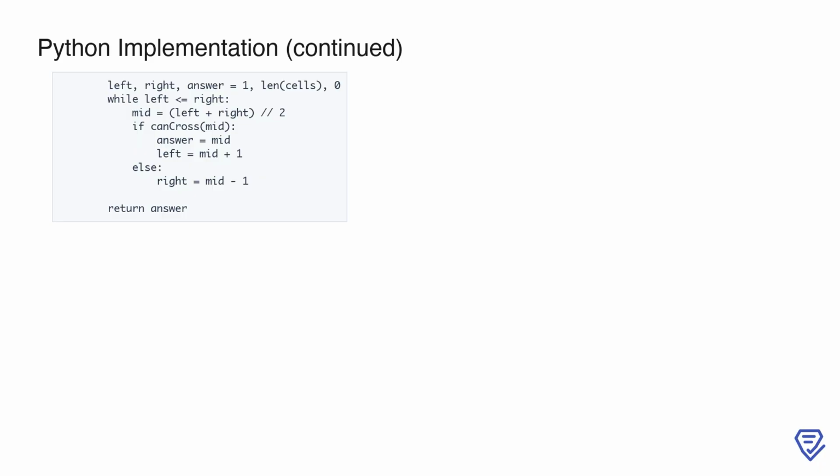If it returns true, it means crossing is possible, so we update answer to mid and adjust left to mid + 1 to search for a later viable day. Otherwise, we adjust right to mid - 1 to search for an earlier viable day. Finally, once the loop completes, answer holds the last day when crossing is still possible, and we return this value. This approach efficiently narrows down the solution using binary search, combined with the breadth-first search logic in canCross to verify the feasibility of crossing on any given day.